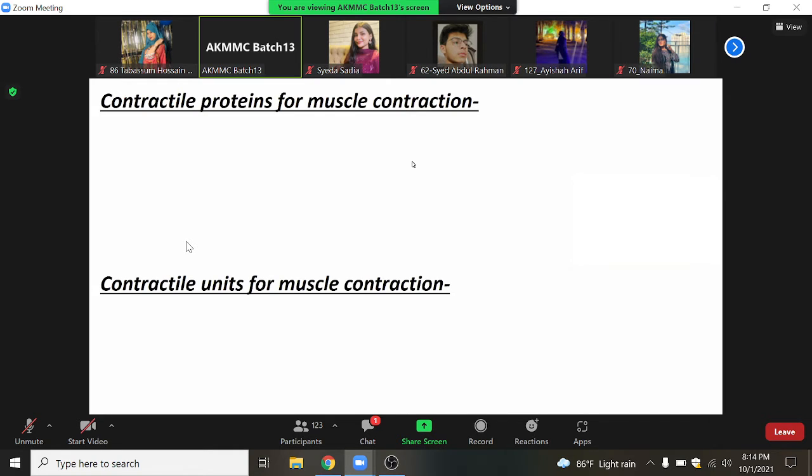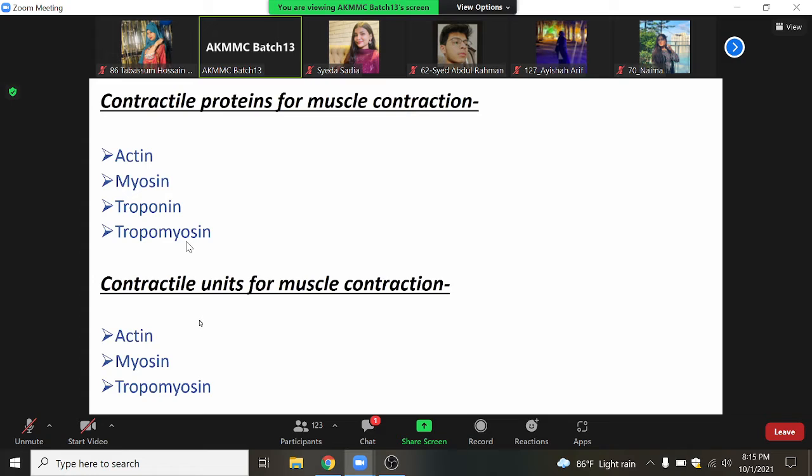Acha, contractile proteins of muscle contraction. What are the contractile proteins for muscle contraction? The contractile proteins for muscle contraction are actin, myosin, troponin, and tropomyosin. And the contractile units for muscle contractions are actin, myosin, and tropomyosin. Okay. So contractile proteins for muscle contractions are actin, myosin, troponin, and tropomyosin. The contractile units for muscle contraction are actin, myosin, and tropomyosin.